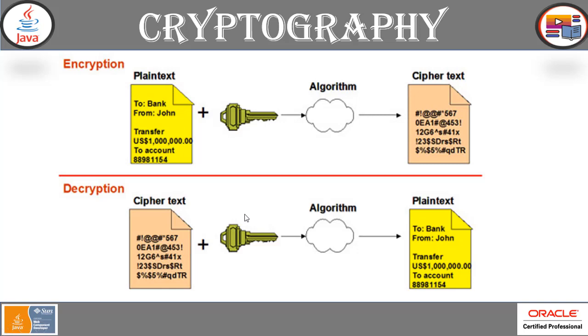So this is the overview, or you can say an output, of cryptography, and this is the most popular secured algorithm to work on. Now out of this, what we are going to process today is encryption.